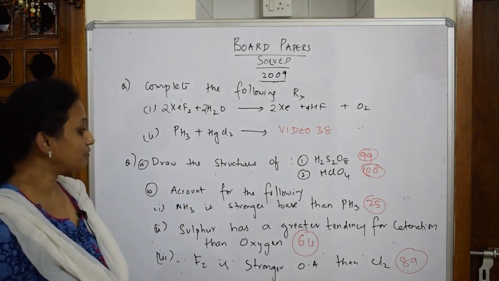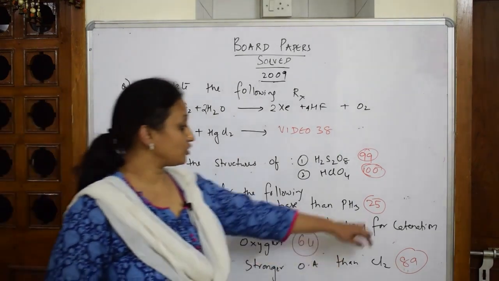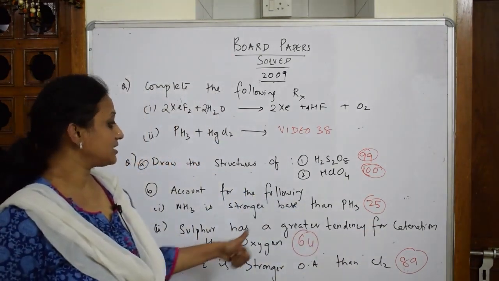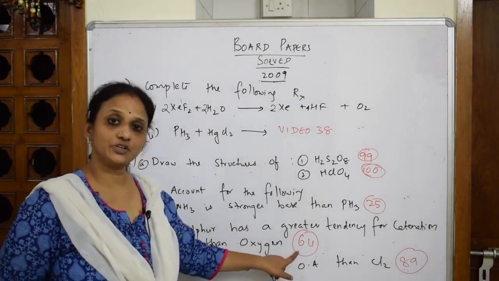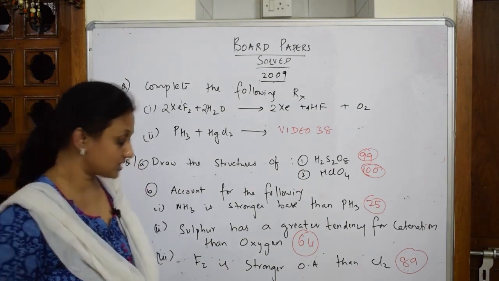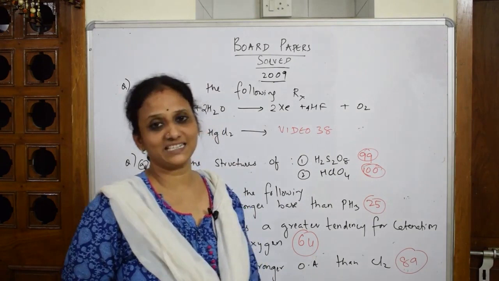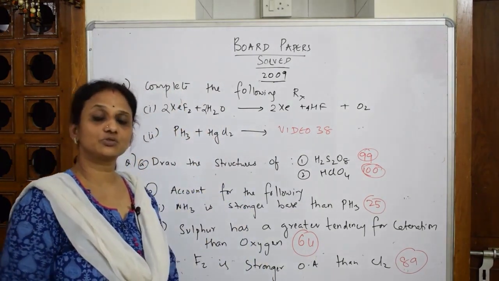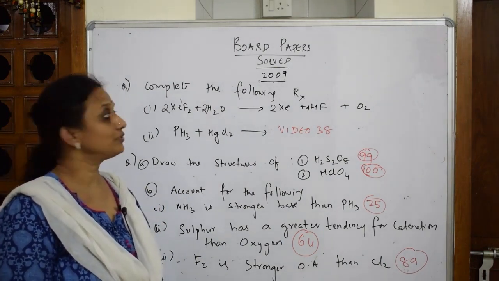Next, come back, account for the following. Ammonia is a stronger base than phosphine. I did this in video number 25. Please watch that video. Next, sulfur has a greater tendency for catenation than oxygen. This video also was done under video number 64. Next comes fluorine is a stronger oxidizing agent than chlorine. This is done under video number 89. So almost all the questions I have covered. That is the reason I'm asking you to go through the videos carefully. Let's come back and do the leftover part of 2009.